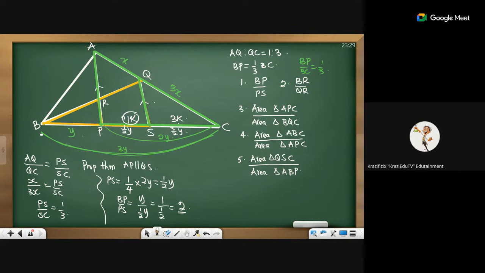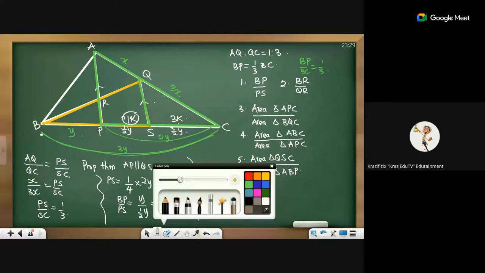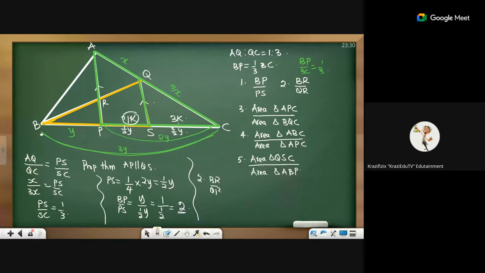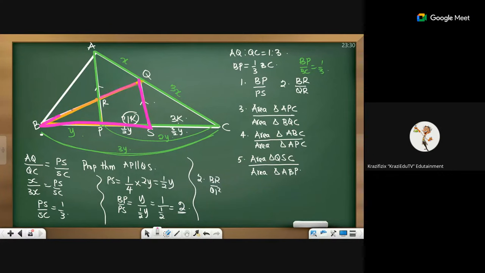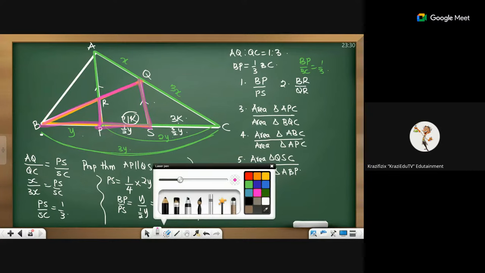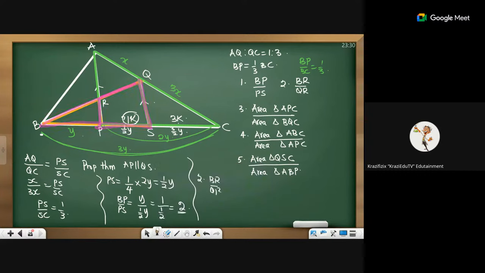BR over QR. I think that one is straightforward. You would need this ratio thing tomorrow. BR over QR. Check the triangle there. BR over QR is equal to what? What's your theorem? PS is parallel. I'll be done just now, guys. I know BP. Y. What is my PS? Half Y. Same thing. We are done.